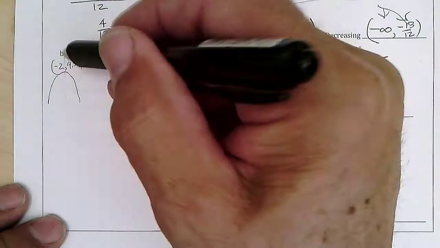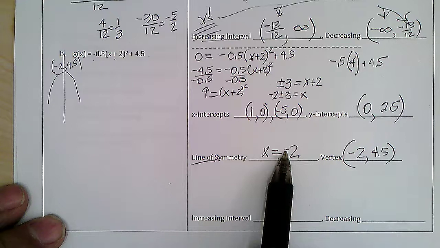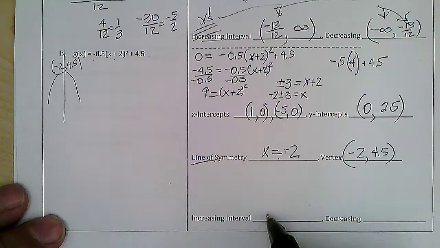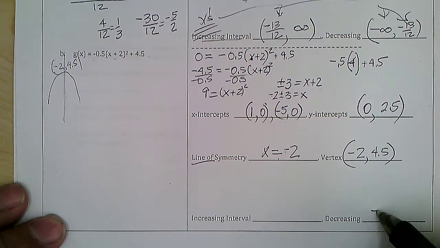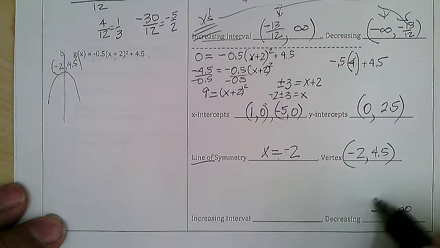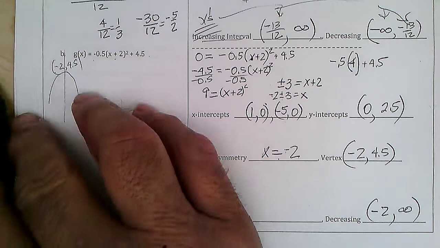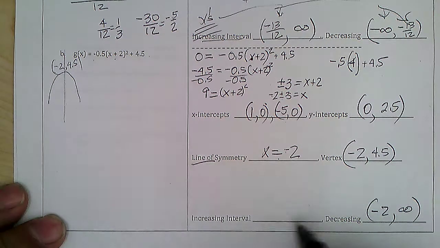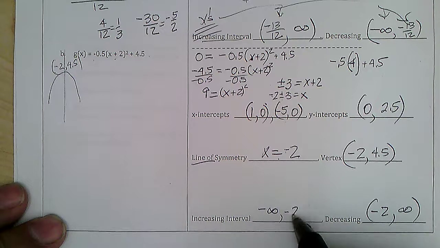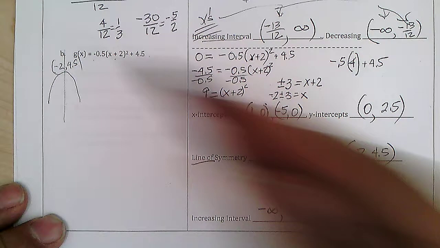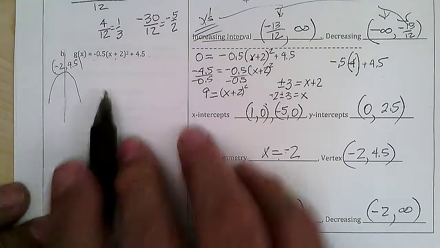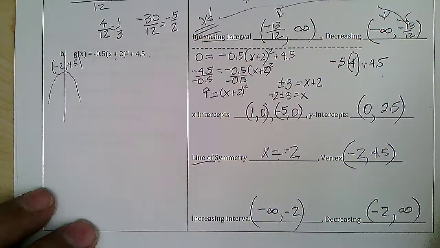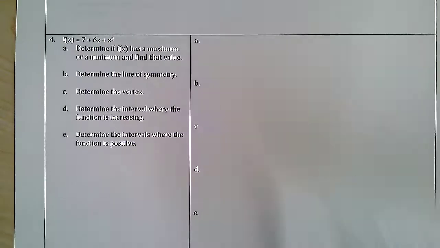So the line of symmetry is at -2. So that's the dividing thing. And from the -2 up, the thing is decreasing. So from -2 to infinity, it's decreasing. From negative infinity to -2, this graph is increasing, going up as you go left to right. Going up, going down. So that's 2b.